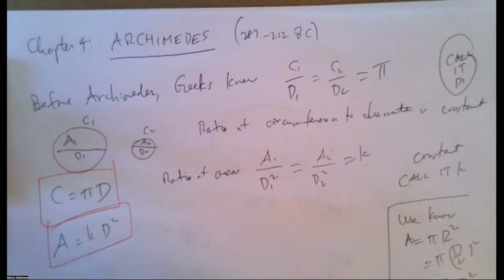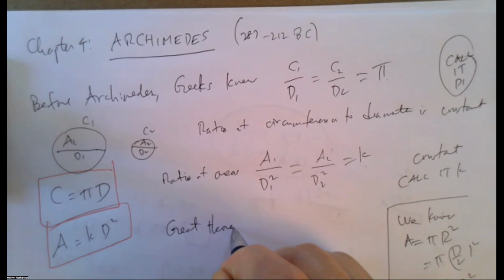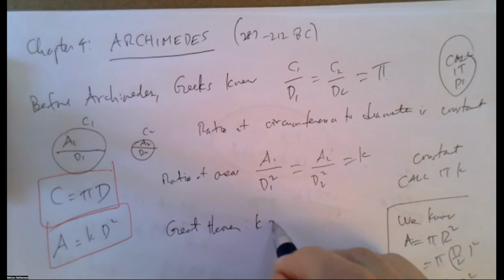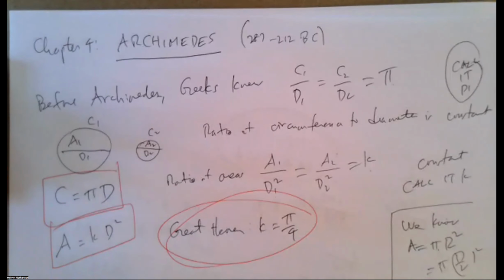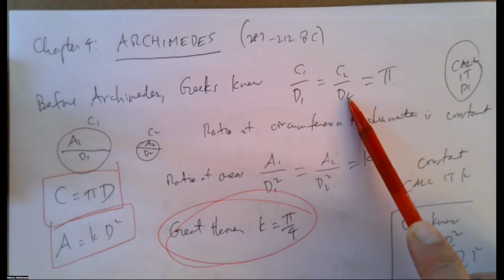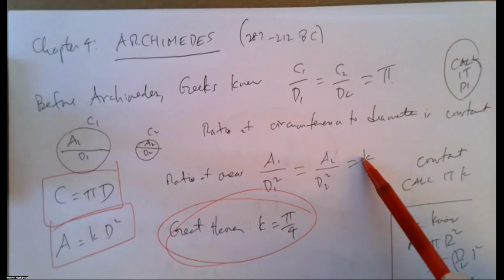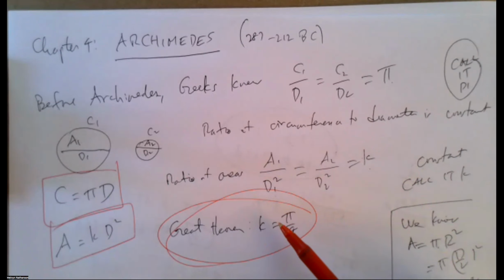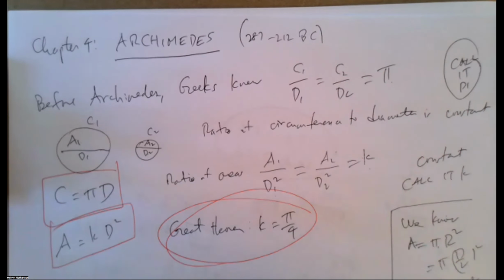That's the great theorem. We're going to prove this in two steps, but the great theorem is that this constant K is pi over 4. Okay. We know that the ratio of the circumference of a circle to its diameter is constant. We know that the ratio of the area of a circle to the square of its diameter is a constant. But we don't know the relationship between these constants. If we call this constant pi, this constant K is going to be pi over 4. That's what we're going to prove. Okay.